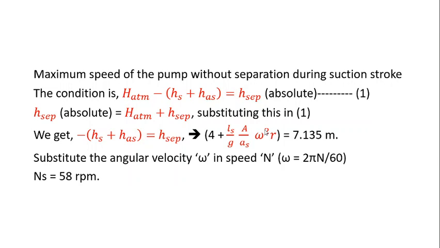So if you substitute this expression in equation 1, you will get minus Hs plus HAS is equal to H separate, and substitute the value of HAS as Ls by g, A by As, omega square R, is equal to 7.135, minus minus cancels, 7.135 meters. Now we will get the value of omega. Now from omega you will get speed during suction is 58 rpm.